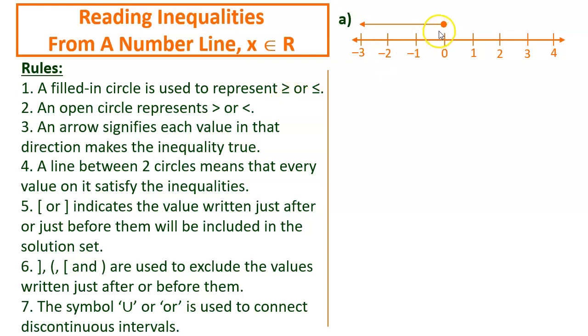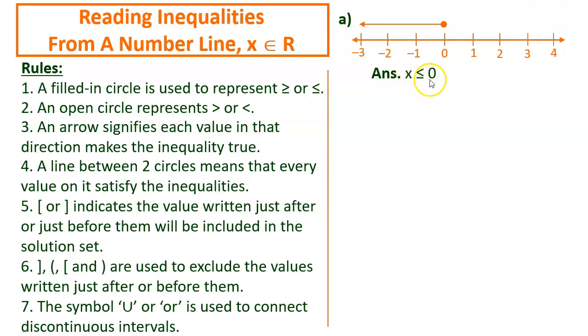If the arrow was pointing towards the right, then we could have taken the greater than or equal to, because all the points lying towards the right are greater than 0. Okay, but since the arrow is pointing towards the left, we will be taking the less than or equal to sign. So now let us come to the writing part.